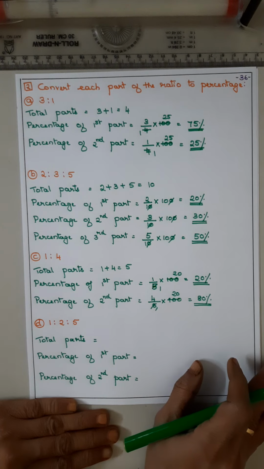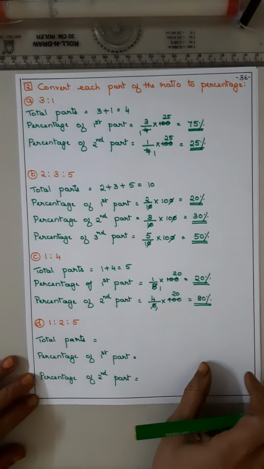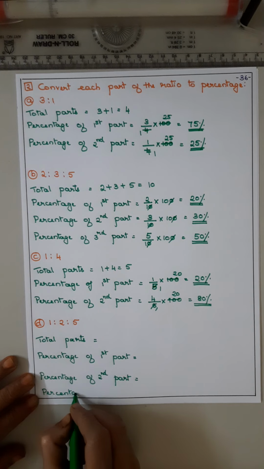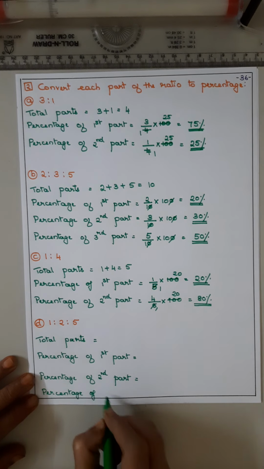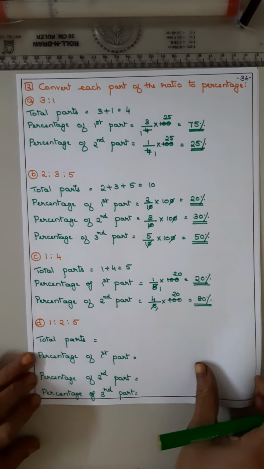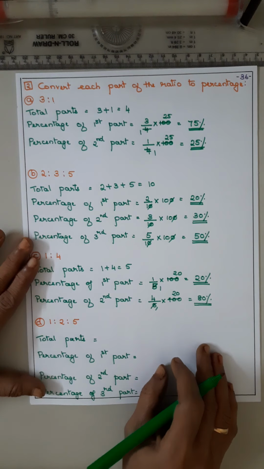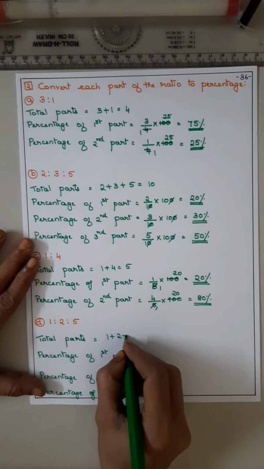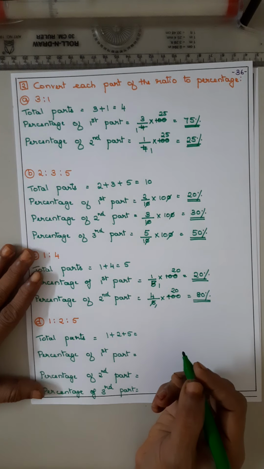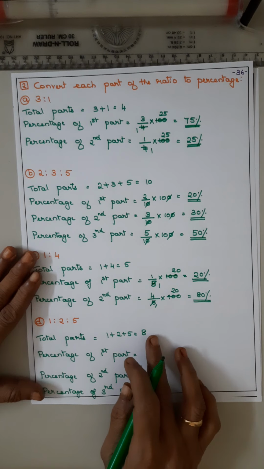Now it is the question D. Question D, it is 3 ratios are there, isn't it? 3 ratios are there. Okay. Total parts is 1 plus 2 plus 5. It is 1 plus 2 is 3. 3 plus 5 is 8. So you got 8 total parts.